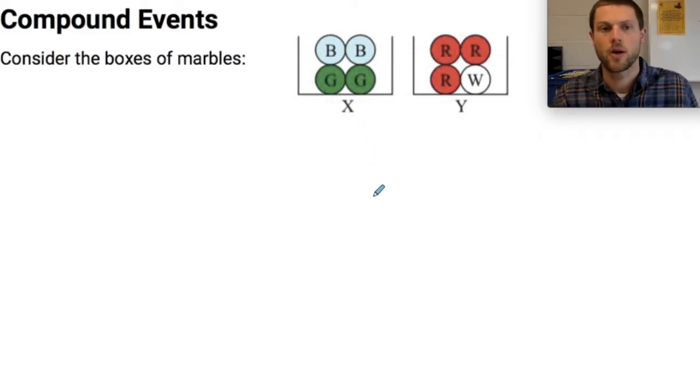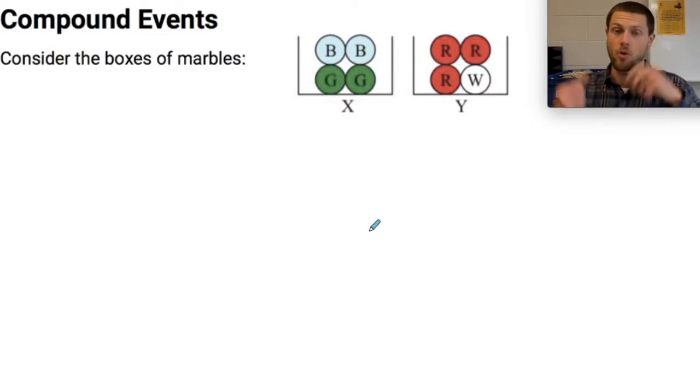So far, we've talked about types of scenarios where we have one thing happening, like the probability of flipping a coin, or flipping three coins consecutively, or rolling a die and flipping a coin. And sometimes these events are related, and sometimes they're not. That's what we're going to talk about right now. We're going to talk about compound events.